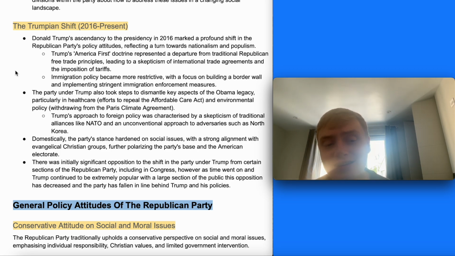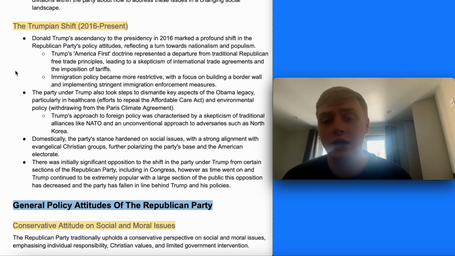There was initially significant opposition to the shift in the party under Trump from certain sections of the Republican Party, including in Congress. However, as time went on and Trump continued to be extremely popular with a large section of the public, this opposition has decreased and the party has fallen in line behind Trump and his policies.